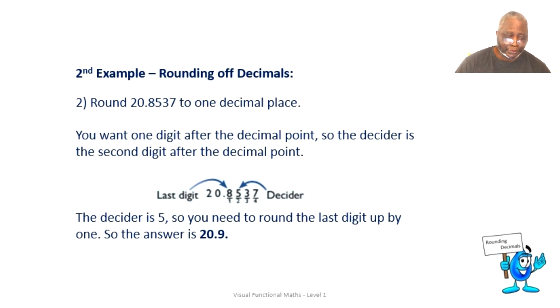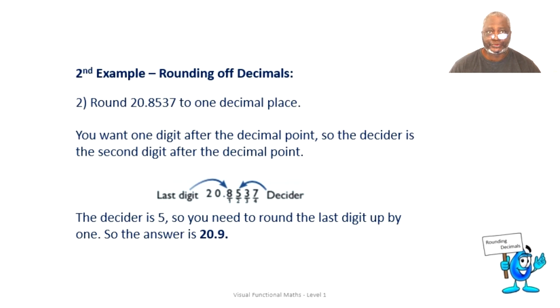The second example, round 20.8537 to 1 decimal place. You want 1 digit after the decimal point. So what is the decider? Yes, the decider would be 5. 5 plus, you can round up. So the 8 will become 9 and your answer will be 20.9.